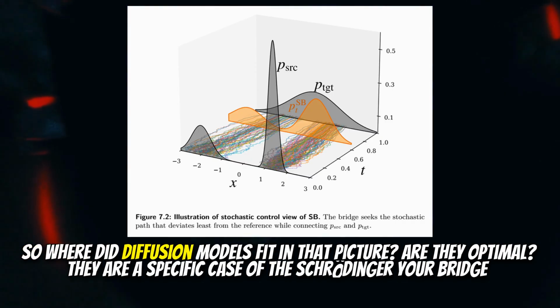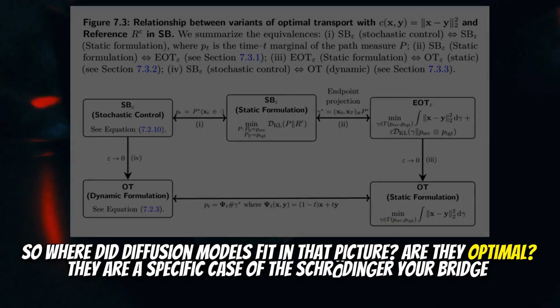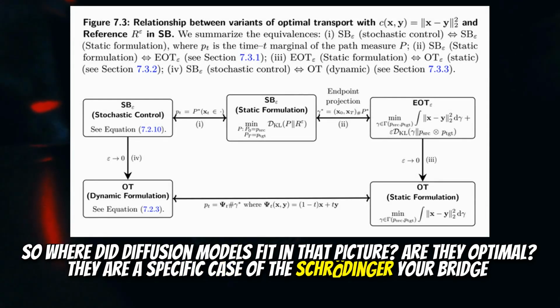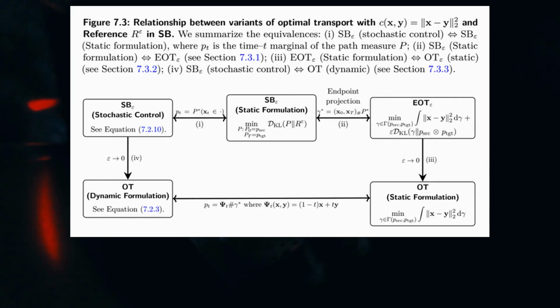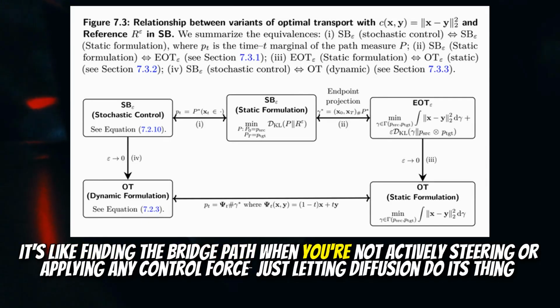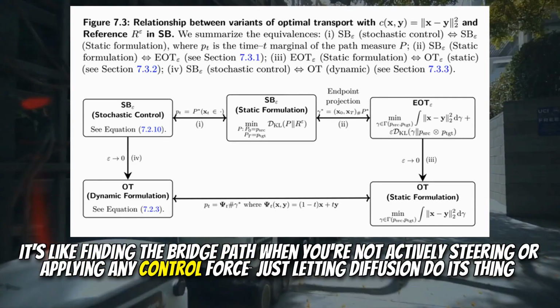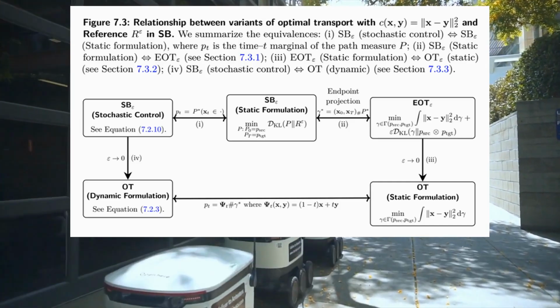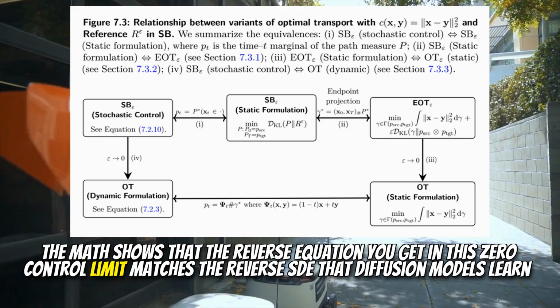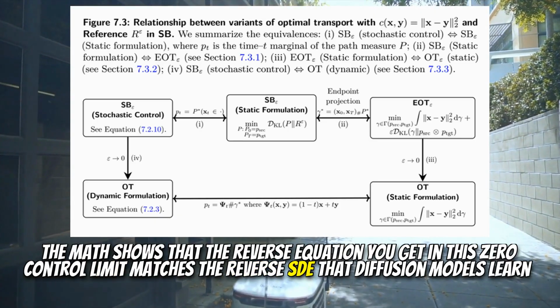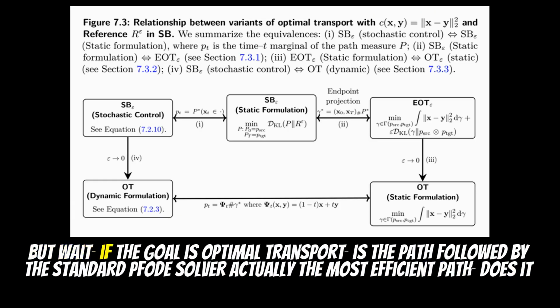So where do diffusion models fit in that picture? Are they optimal? They are a specific case of the Schrödinger bridge. Specifically, they correspond to the zero control limit. It's like finding the bridge path when you're not actively steering or applying any control force, just letting diffusion do its thing. The math shows that the reverse equation you get in this zero control limit matches the reverse SDE that diffusion models learn.